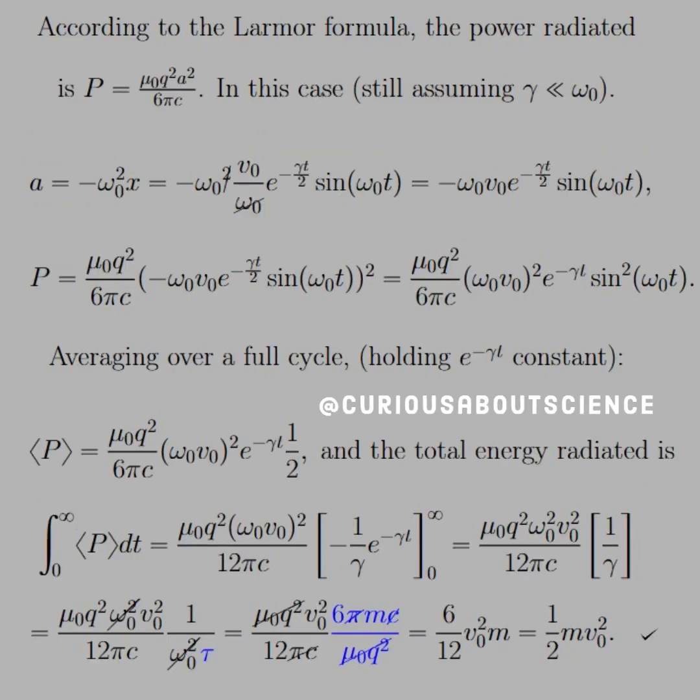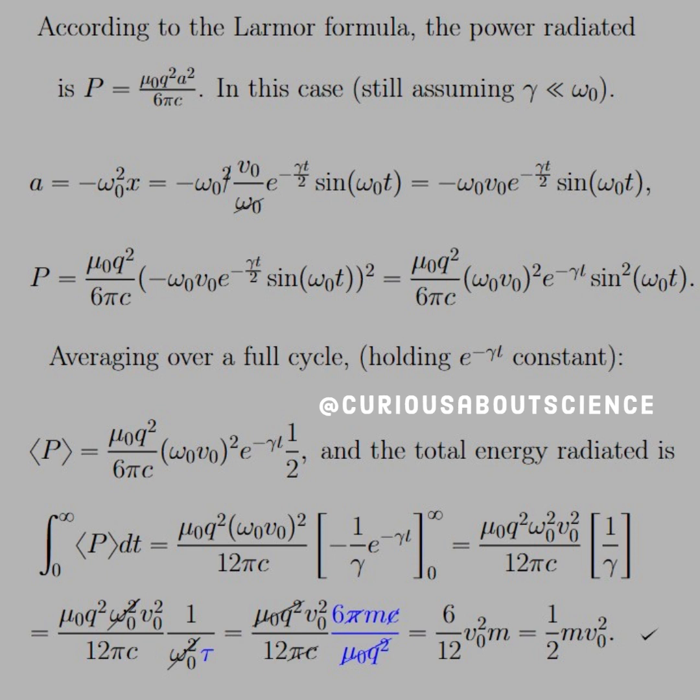So let's continue. According to the Larmor formula, the power radiated is P equals mu naught q squared a squared over 6 pi c. In this case, still assuming that gamma is much less than omega naught, a is equal to negative omega squared x. If we plug in x with everything, we see that the omega naught cancels from the constant factor, and we get negative omega naught v naught e to the negative gamma t over 2 sine omega t.